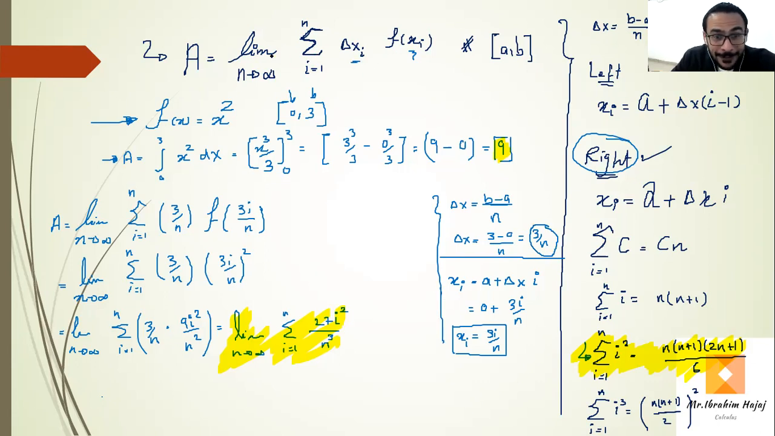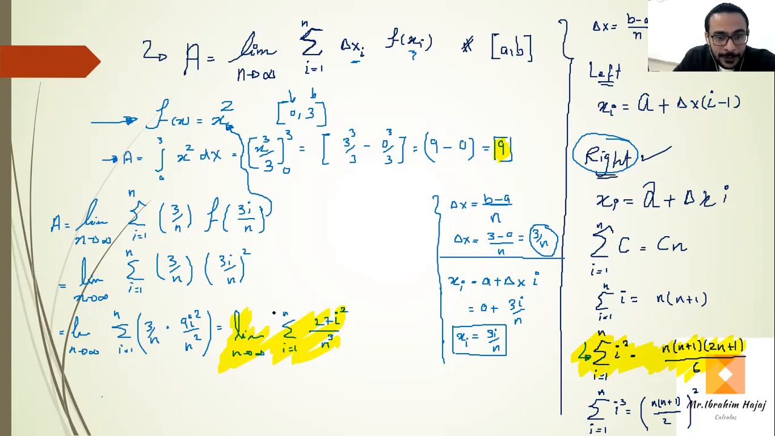Okay, here is the rule: the definition of the definite integral. The limit as n approaches infinity of the summation i equals 1 to n. Leave all of it the same. Replace delta x with 3 over n, and replace f of xi. From the right side we got xi as 3i over n. So I got f of 3i over n, meaning I substituted into the function x squared: f of 3i over n is 3i over n all squared.